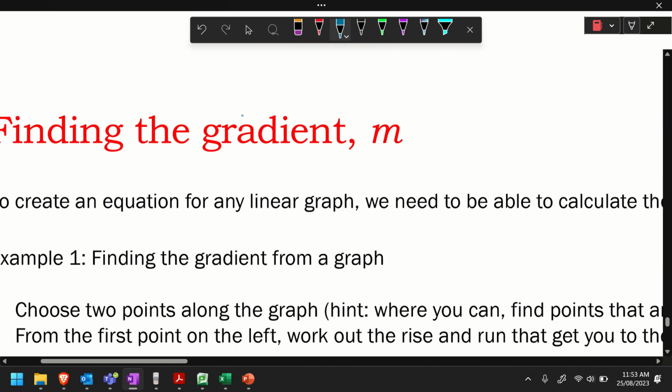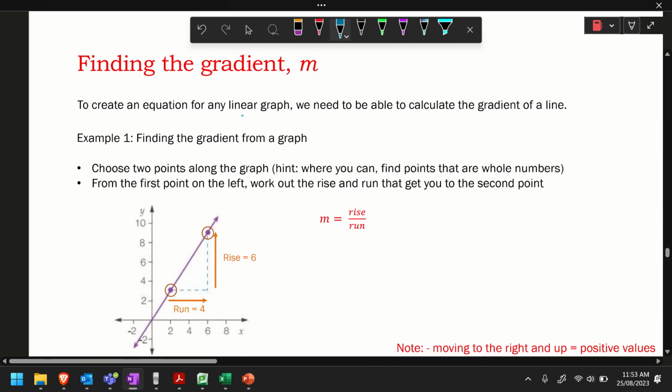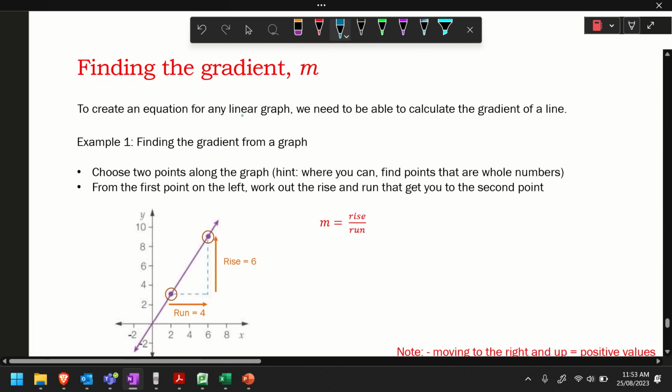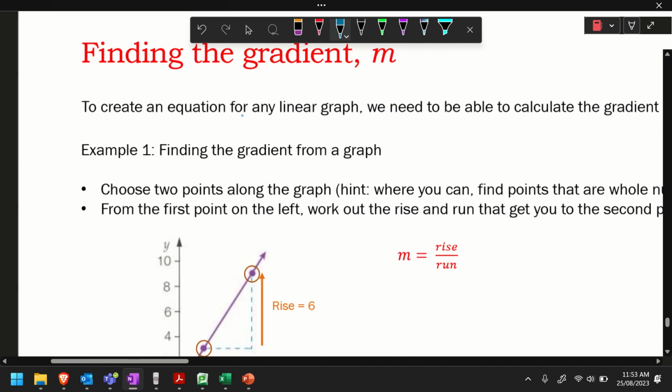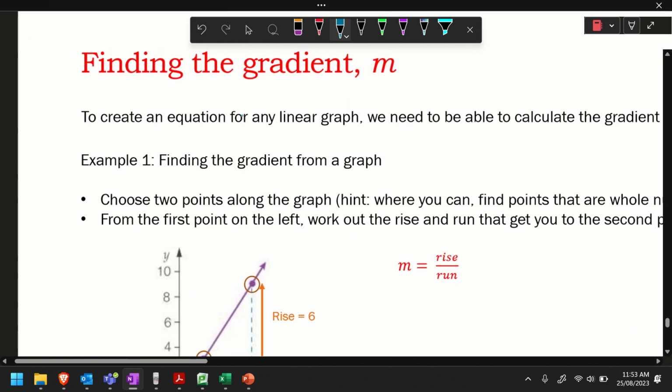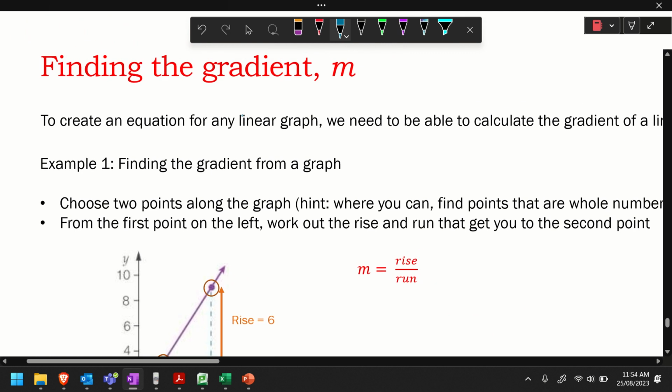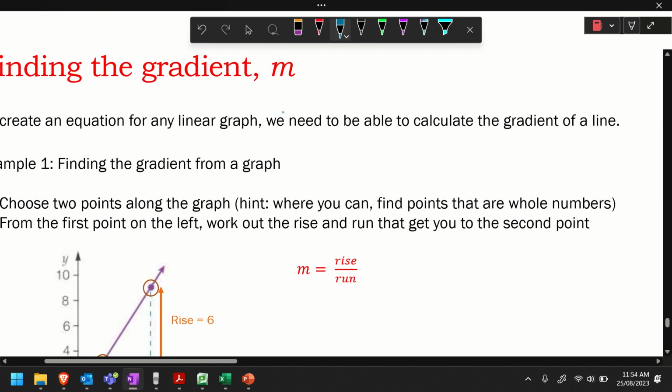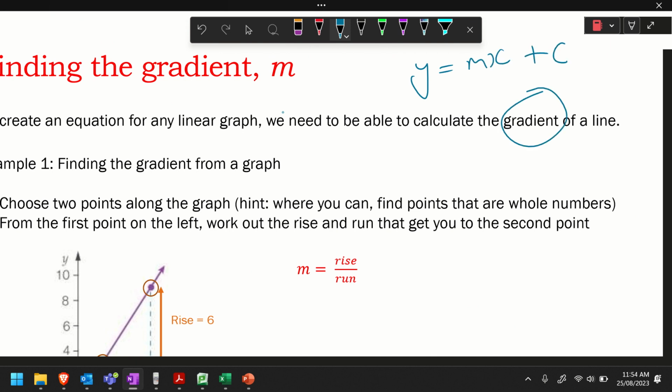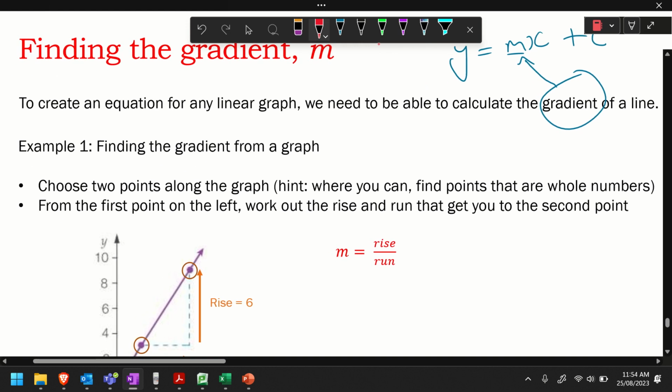Now, how does this relate then to lines that have gradients and y equals mx plus c? So you need to be able to find the gradient and the y-intercept for this. But for now, let's do it one at a time. Let's look for the gradient. For any equation, you need to be able to calculate the gradient of the line. So remember, your equation looks like this. You need to look for this, the m. That's the gradient. That's one thing you're looking for, and the other thing is the c for the y-intercept. But for now, it's just the gradient.